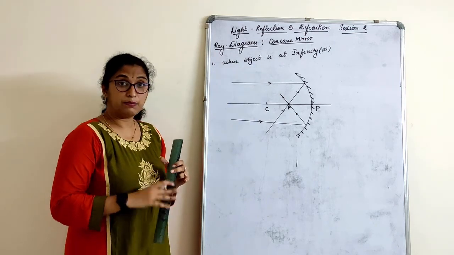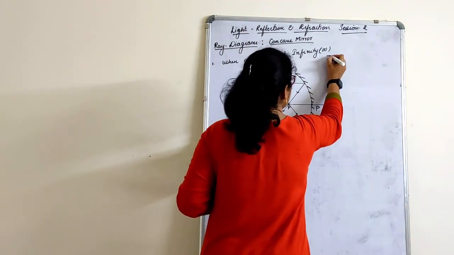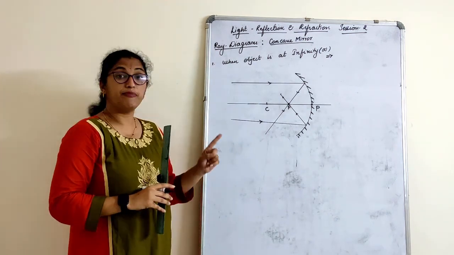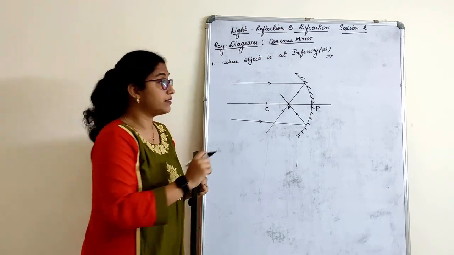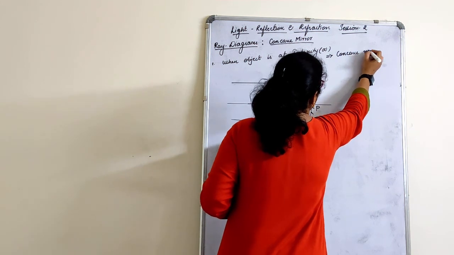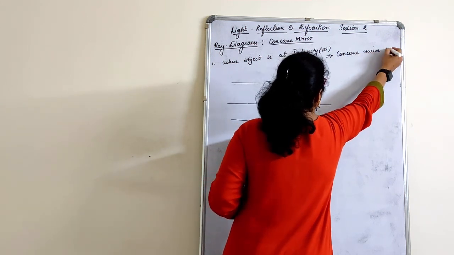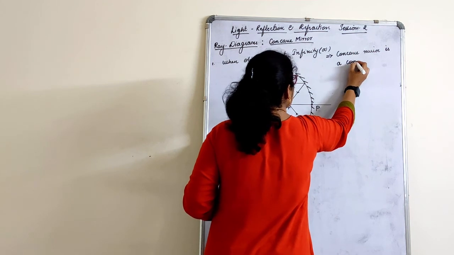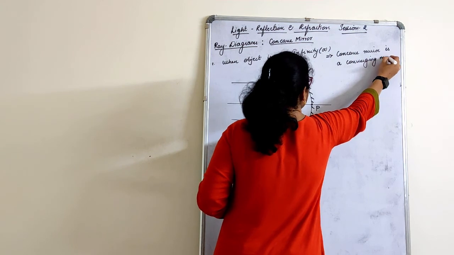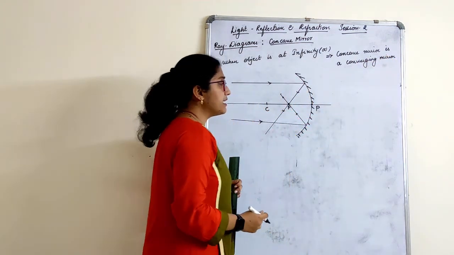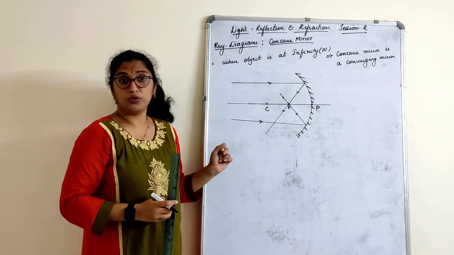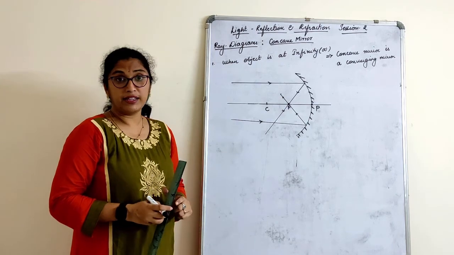When an object is kept at infinity, this is also a ray diagram to show that a concave mirror is a converging mirror. I'll just write here, concave mirror is a converging mirror. Draw a ray diagram to show that a concave mirror is a converging mirror. You can show this. Okay. So then we are done with the ray diagram now.